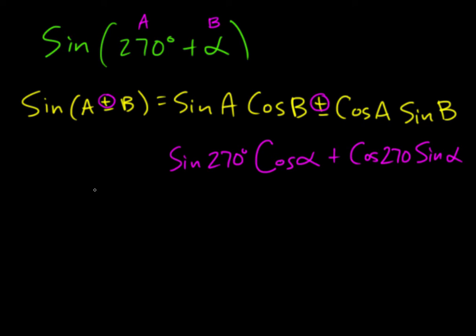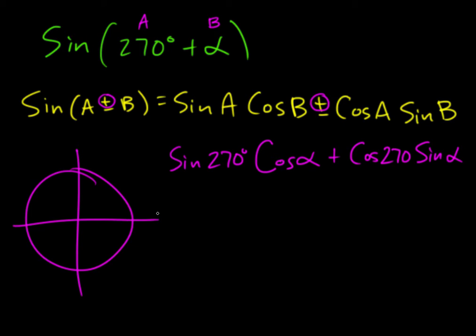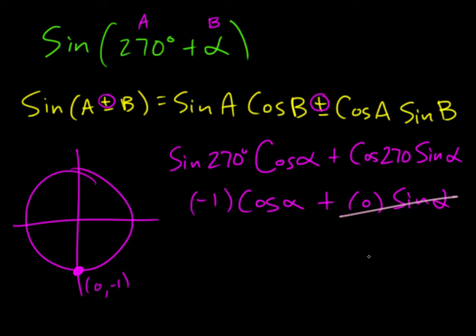Now, if we look at our unit circle, 270 is right here, and our point right there would be 0, -1. And so the sine value is going to go to a -1. And then we have cosine alpha. And then this cosine value is going to go to 0. Then we have sine alpha. And so that goes away, and this is just negative cosine alpha. Okay?